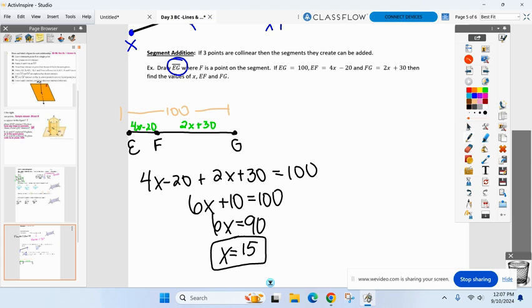Next part, how long's EF? And I'm not looking for 4x minus 20. I want to know actually number-wise. Now we know what X is, so we can substitute it in. Yep, substitute. I like to say plug and chug. Plug it in and chug away. So 60 minus 20.